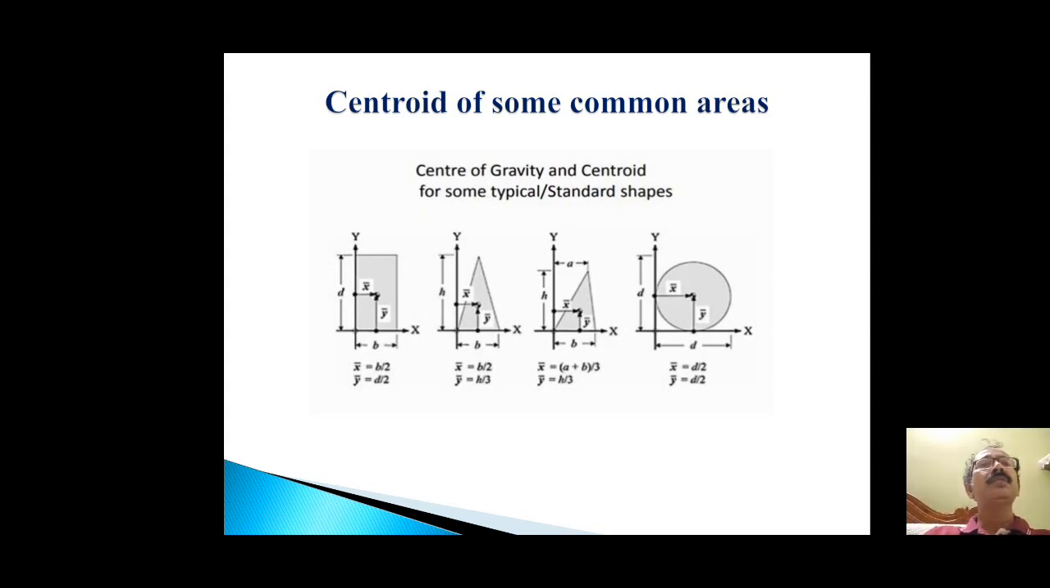Similarly, in the case of an isosceles triangle, h is the height and b is the base. So x bar and y bar are b by 2 and h by 3. Similarly, in the case of any triangle, b is the base, h is the height, and a is the distance from the apex to the y-axis. So x bar is nothing but (a plus b) by 3 and y bar is h by 3. In the case of a circular area, where d is the diameter, x bar and y bar are the same: d by 2 and d by 2.